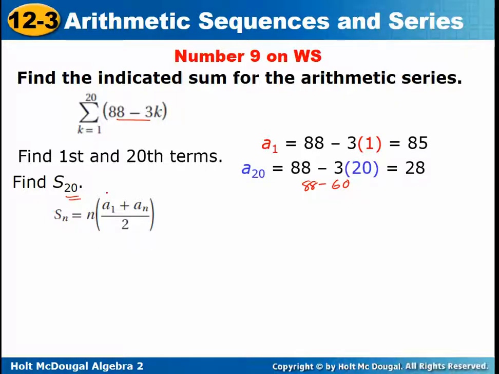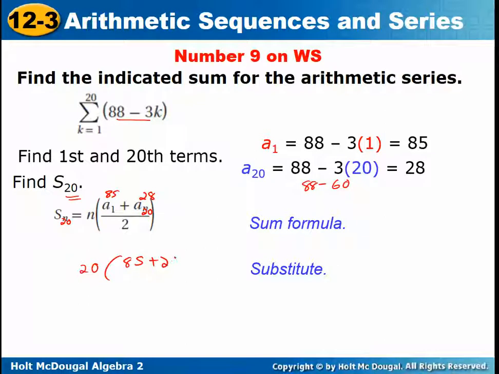Now we're ready to plug those into the formula. We have a sub 1, that's 85. We're looking for the sum of the first 20 terms, so a sub 20 is 28. And then we are going to continue plugging them in and solving. And n is 20. So we have 20 times 85 plus 28, all divided by 2. So 85 plus 28 is 113. And we have to take that divided by 2, which is 56.5.